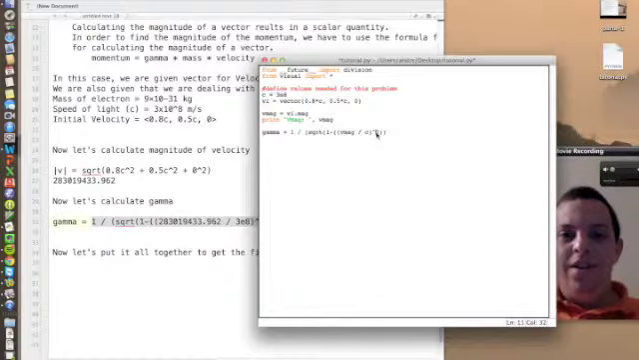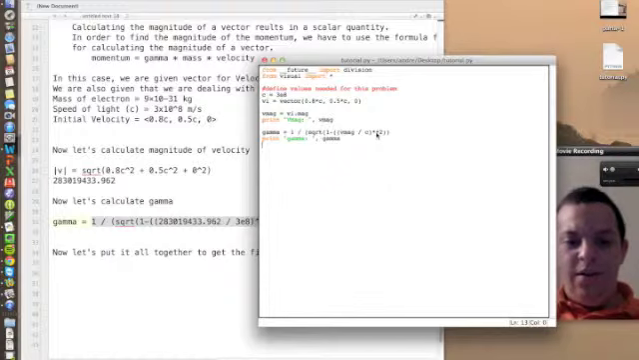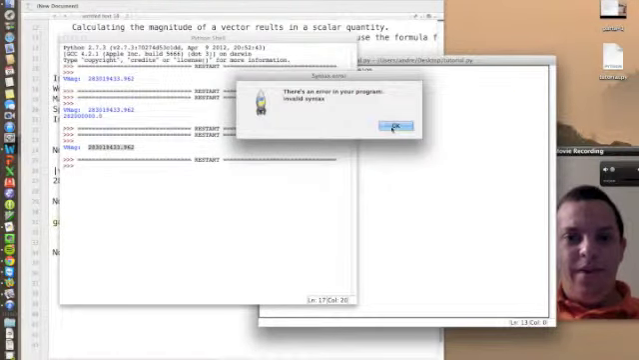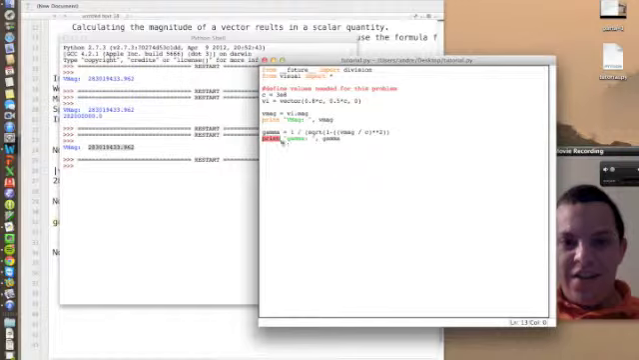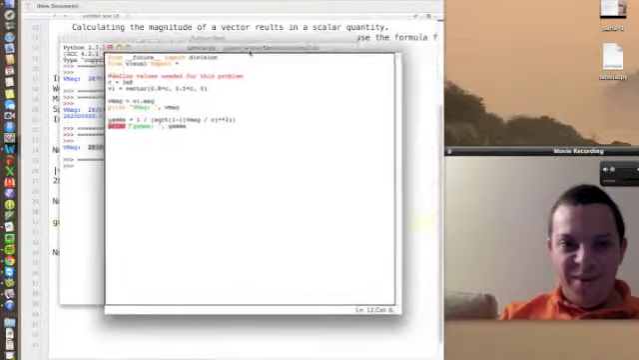So the thing about Python is in order to square things, you need to add 2 asterisks. So now let's print out the value of gamma. Print gamma. And we have gamma. So here we go, let's run the program. Oh, invalid syntax. What is up here? So it's probably something with my exponents right here.